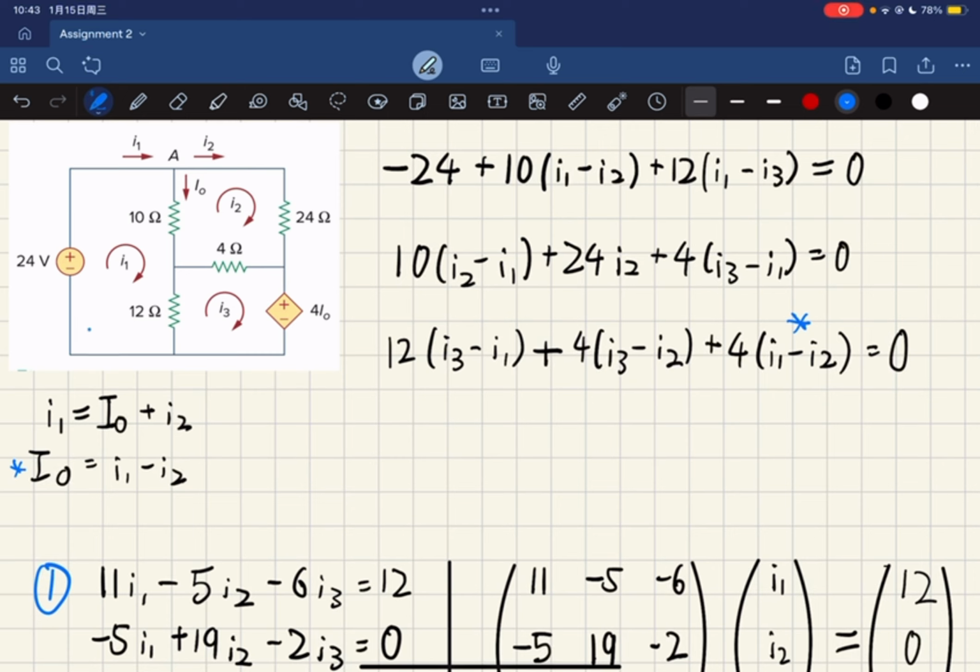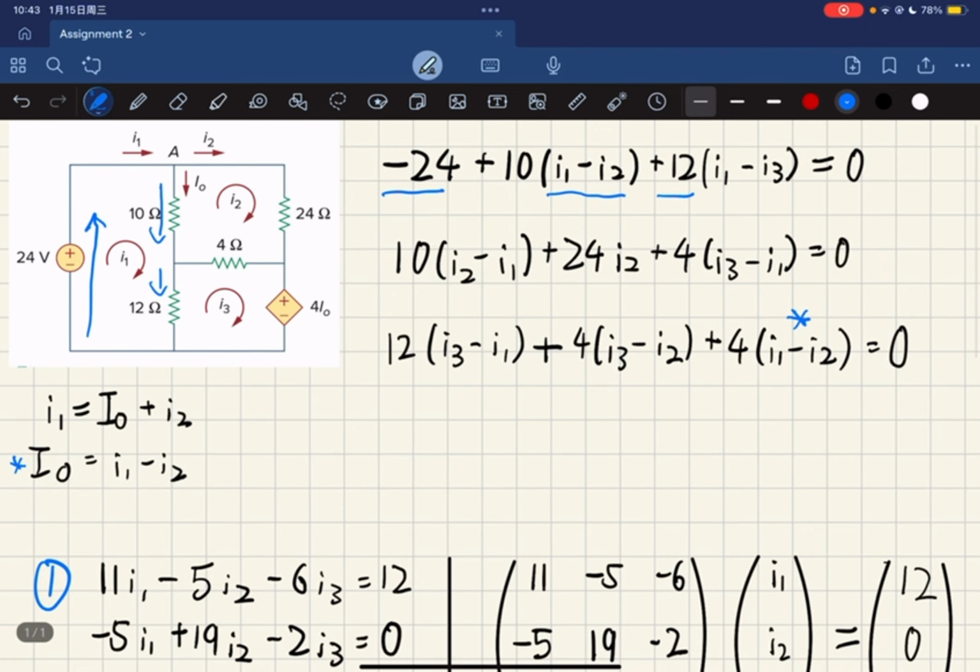First, we'll start in the first loop. So, we go through the voltage source, which is negative 24. After that, we'll go through our first resistor. Realize that there are 2 opposing currents, I1 and I2. So, we'll write it as I1 minus I2. After that, we go through our second resistor, which is 12 ohms. And then, there are 2 opposing currents as well. In this case, I1 and I3. So, I1 minus I3. That is our first equation.